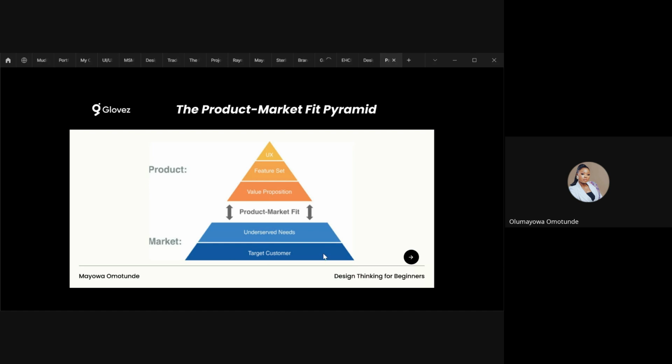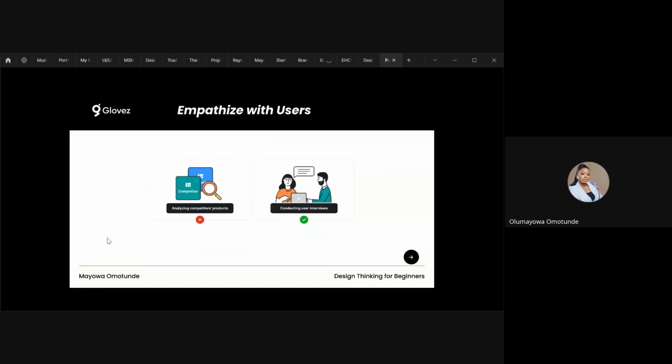So you have to first solve the market issue before you go into a product. You don't want to develop a product by waking up one day and feeling that, oh, this is the product I want to develop. You need to do your research, do your due diligence and find out what's needed in the market. So that's where the empathize process comes in when we are talking about design thinking.